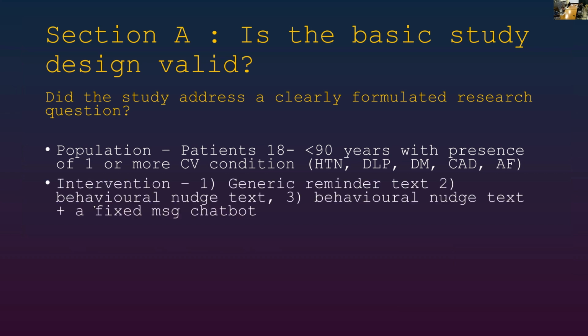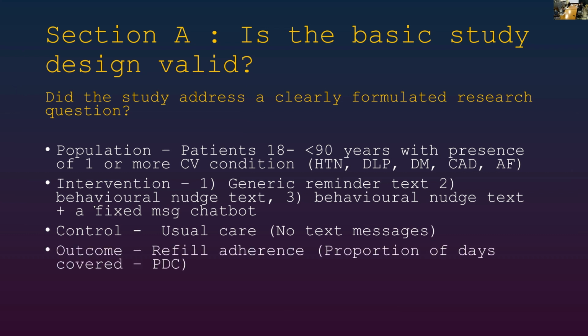They had 3 interventions. The intervention arm was either a generic reminder text message, a behavioral nudge text along with the reminder, or a behavioral nudge plus access to a chatbot. I'll give examples of this subsequently. The control was usual care, so usually we would not send text message reminders; the usual standard of care would continue in the control arm. The outcome they looked at was refill adherence, that is, how adherent the patient was to following the therapy. They measured proportion of days covered over the 1 year following randomization.